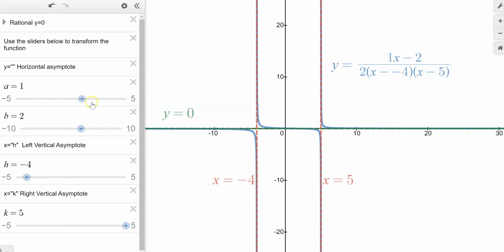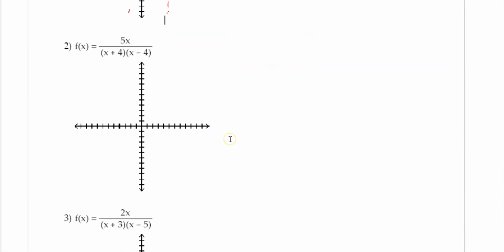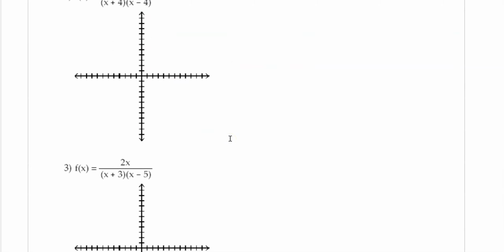They are not going to change because that is our undefined values, and that's what our graph approaches. You can see our graph is approaching from the left going up, approaching from the right going down, up, down. So they're going to have importance. Let's go back to our notes. I want you to look at each of these, and I just want you to tell me what is the vertical asymptote and then to graph it. So hit pause now and try it.